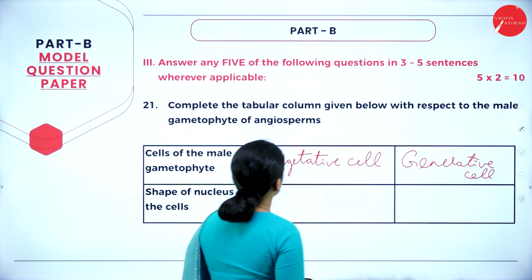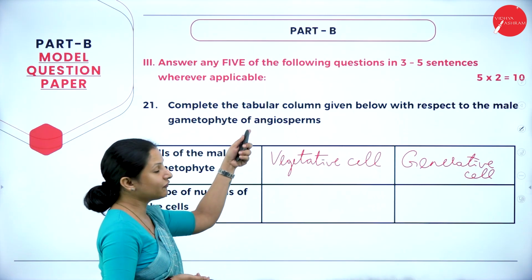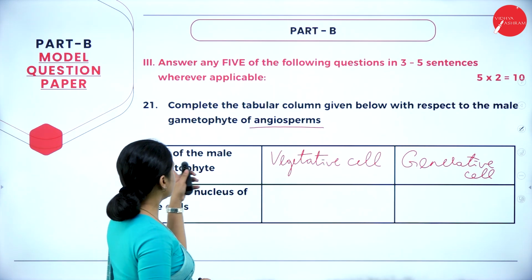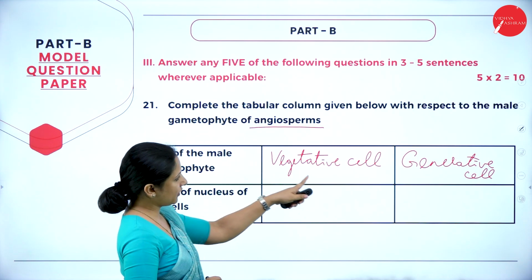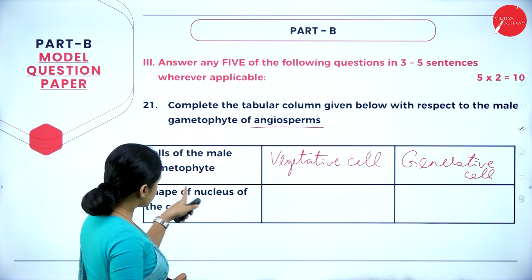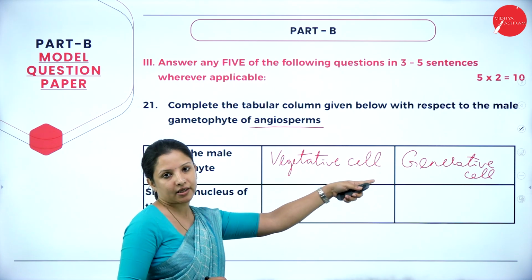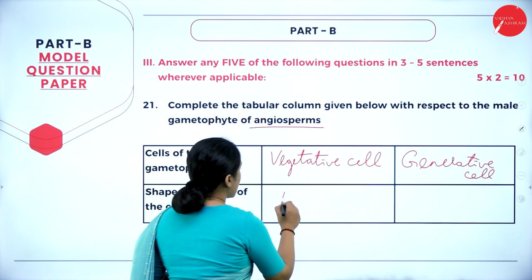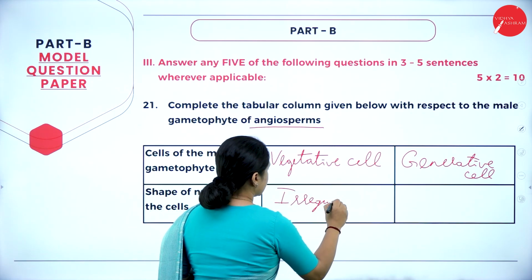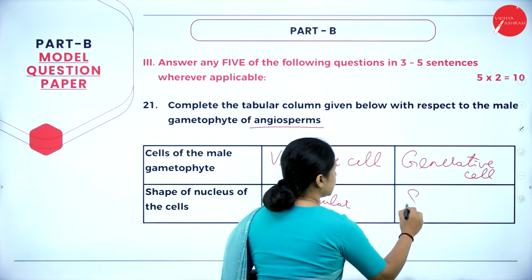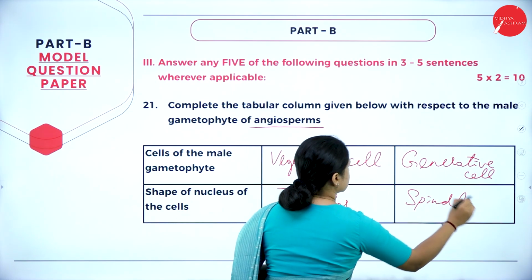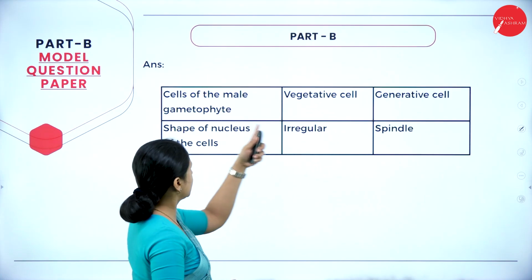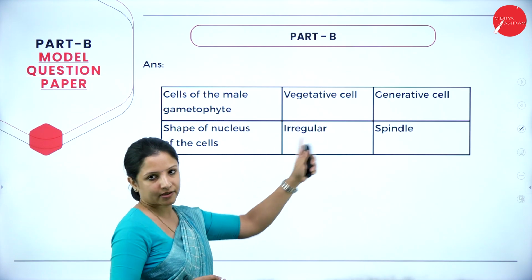When talking about the male gametophyte, they have mentioned here angiosperms. So therefore, we are talking about the pollen grain, right? It will have 2 types of cell, vegetative cell and generative cell. The question is about the shape of the nucleus in the vegetative cell and generative cell. In the vegetative cell it is large and irregular, and in the generative cell it is spindle shaped. So this is the right answer: cells of the male gametophyte, vegetative cell, generative cell; shape of the nucleus, irregular and spindle.